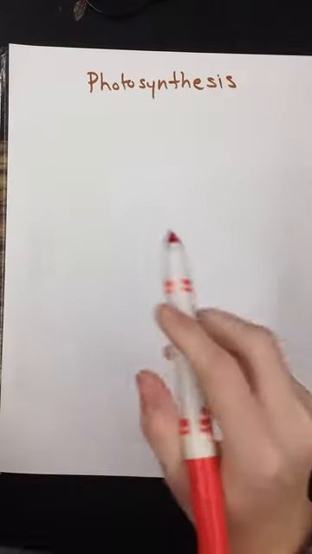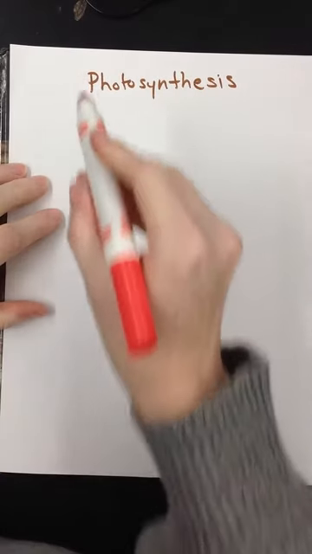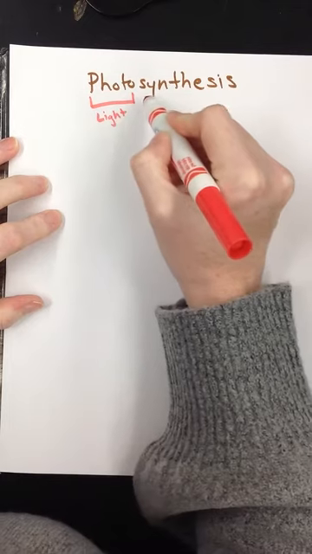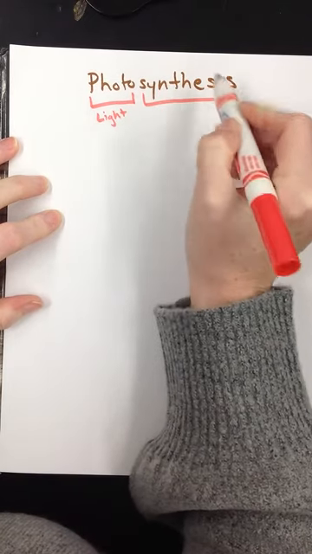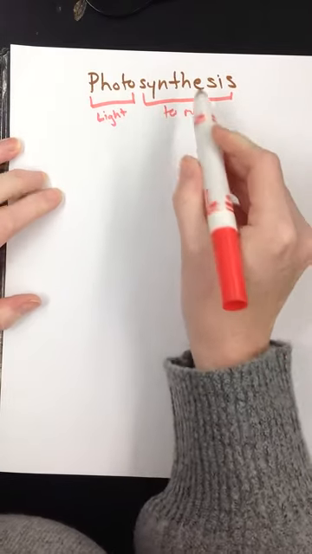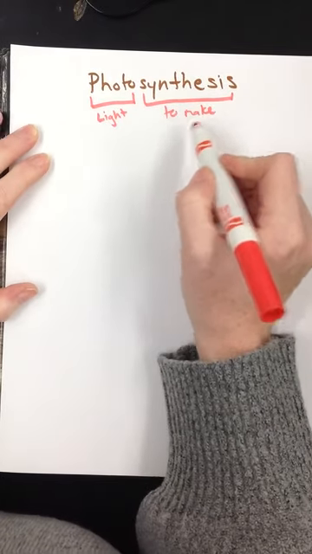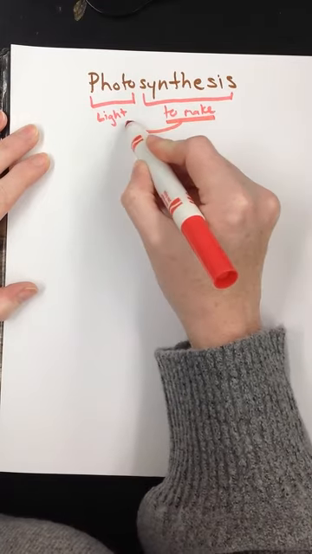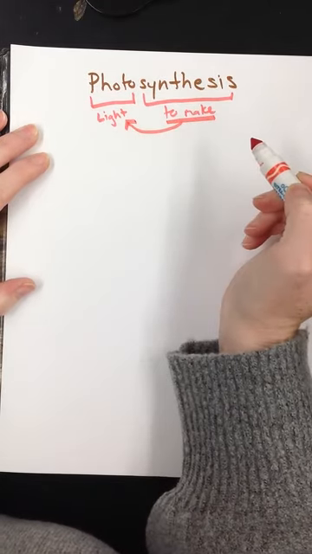Okay guys, what we need to go over today is photosynthesis. Let's do word roots first. Photo means light, and synthesis means to make. And remember, whenever we look at word roots, it's sometimes easier to read them backwards. So really, I'm going to make something from light.